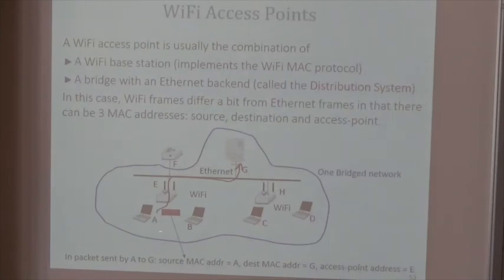So you have to explicitly say this packet is destined to E. Right? So you need to give both. It's like a source routing address, if you want. You have to give the final destination at the MAC layer and the intermediate MAC layer destination. This is why in Wi-Fi, you have a third address, which is called, for example, the access point address.